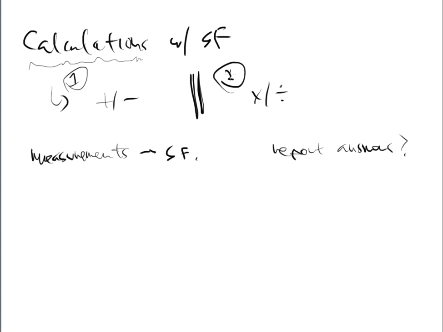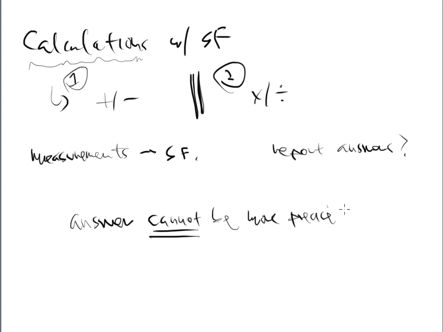All right. So why is this important? Why do we worry with it? General rule of the mill here is that your answer from the calculation cannot be, and I'm going to underline that, cannot be more precise than your least precise measurement. I know that's kind of wordy. Bear with me. But that's typically what's stated.